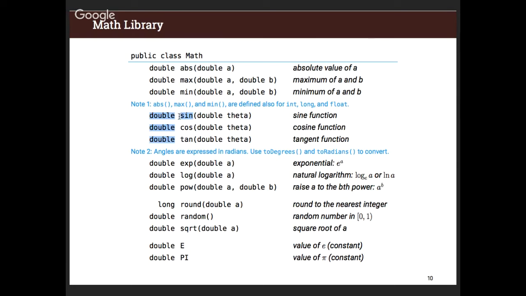There's one other thing about sine, cosine, and tangent: this theta, what you're given, is not in degrees. It's in radians. Did you do radians at school? What are radians? How many degrees in a circle? 360. How many radians in a circle? 2 pi. Hard, but really useful.